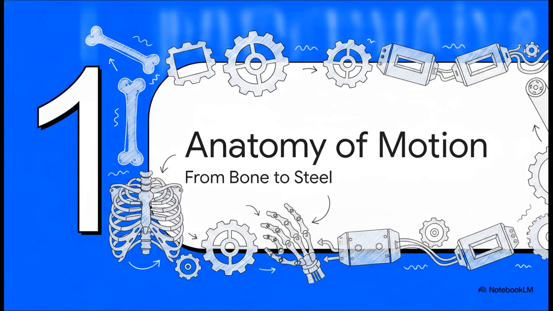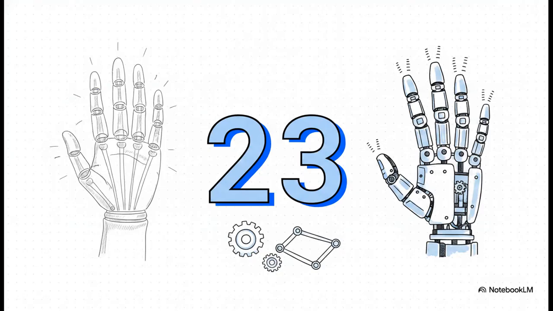So, starting off with Section 1, Anatomy of Motion, from bone to steel, it's time to marvel at the ultimate engineering blueprint. Whenever engineers set out to build a robotic arm for a specific task, they basically look right at us. Our bodies are incredibly sophisticated mechanical systems, and deeply understanding them is the first step to mimicking their utility with steel, wires, and motors.